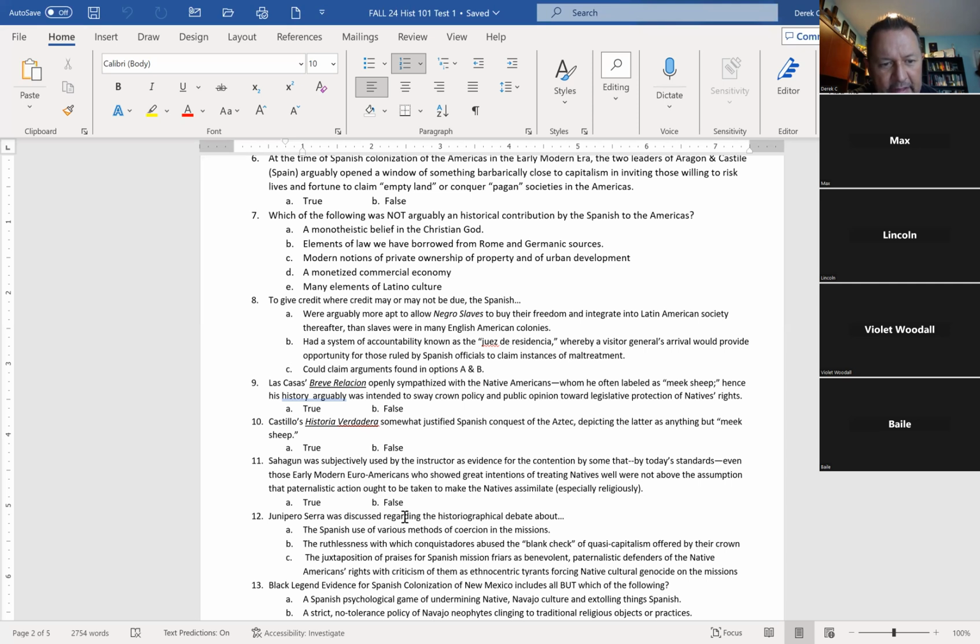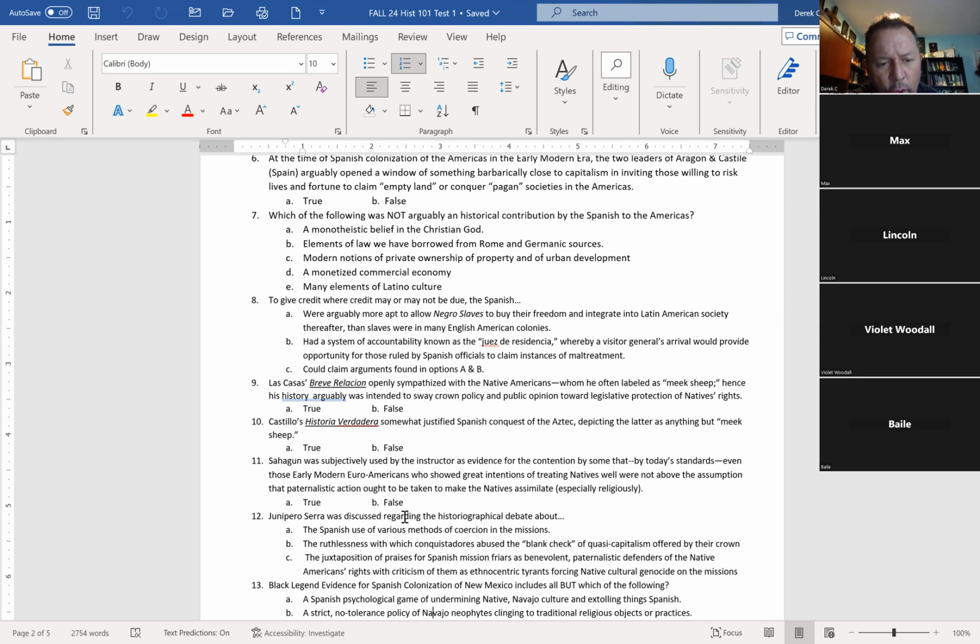That should be pretty evident right away, looking at your handout at number 1. Castillo, his true history, right? Somewhat justified the Spanish, depicting the Aztec as anything but meek sheep. That is true. Remember, he was an ex-conquistador, and he wanted to balance out and refute the narrative of Las Casas.